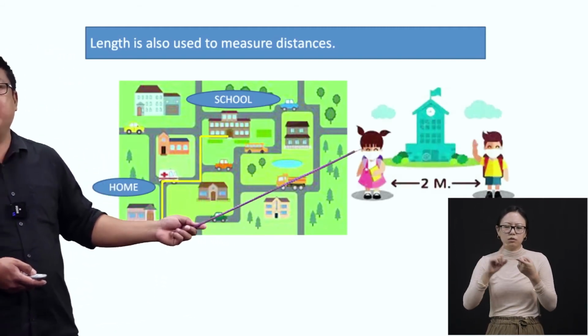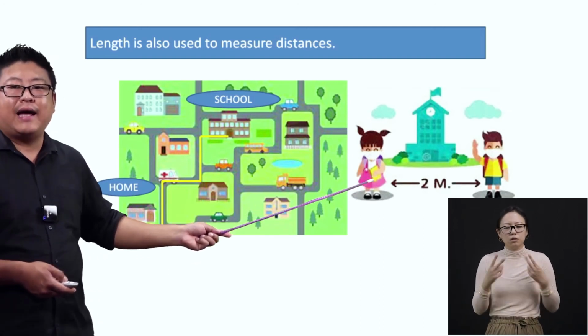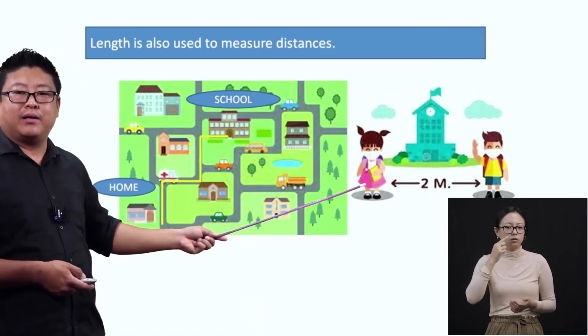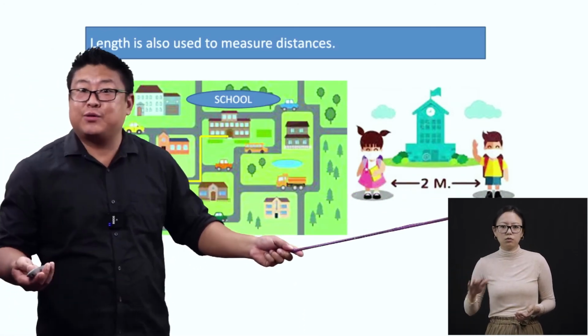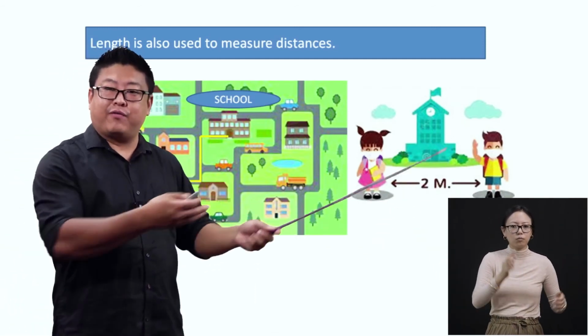Another example can be a distance between two people. This girl and boy are standing at a distance of 2 meters apart, all right? So these days, due to COVID, we are advised to stay 2 meters away from each other, right?